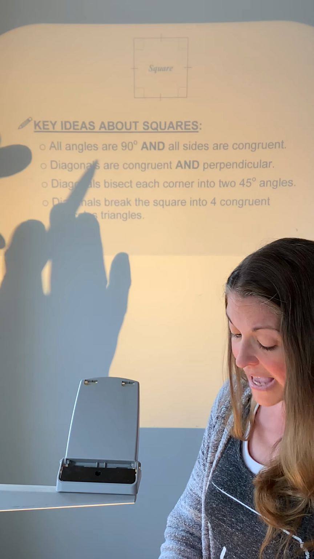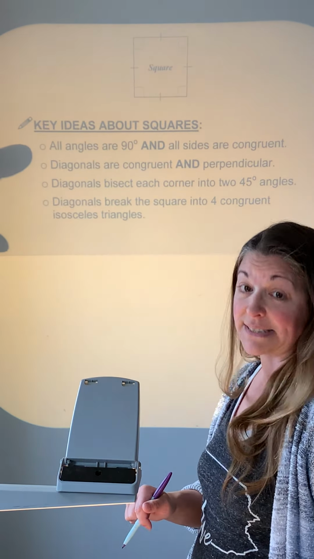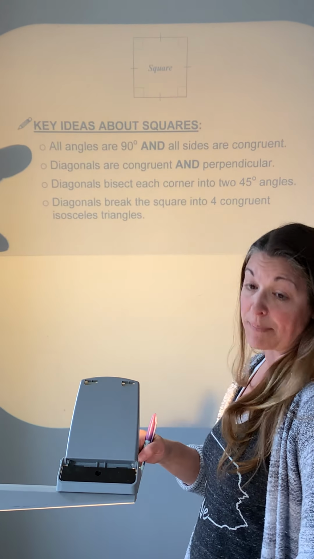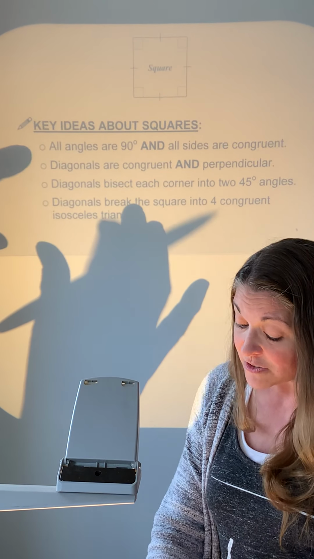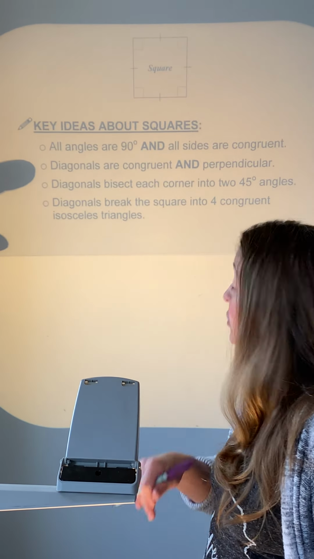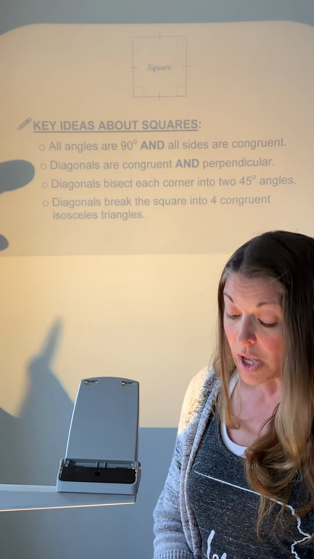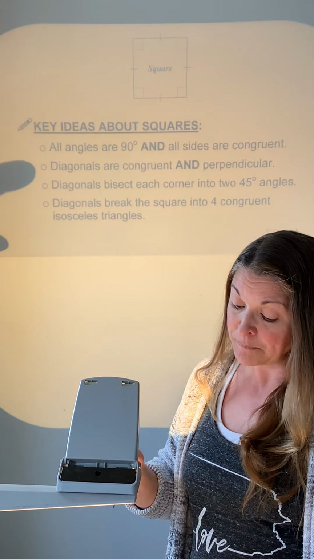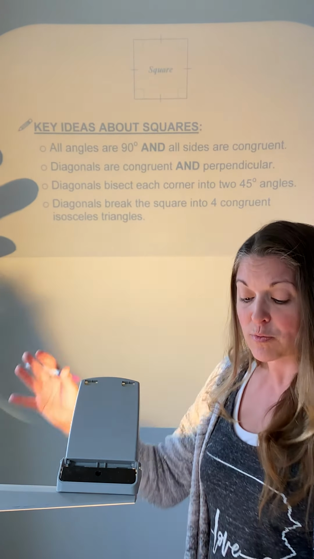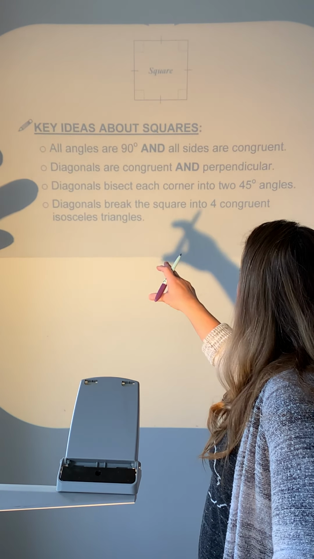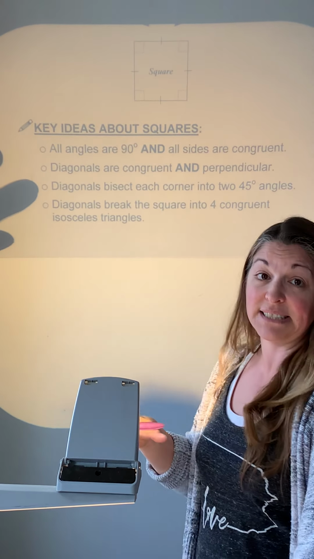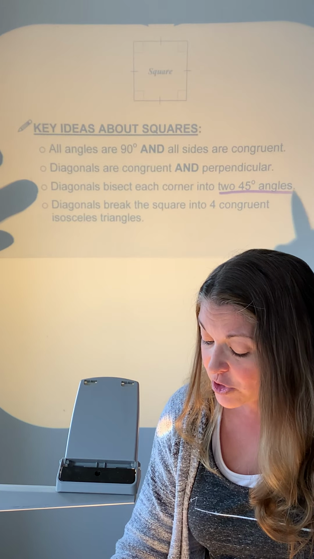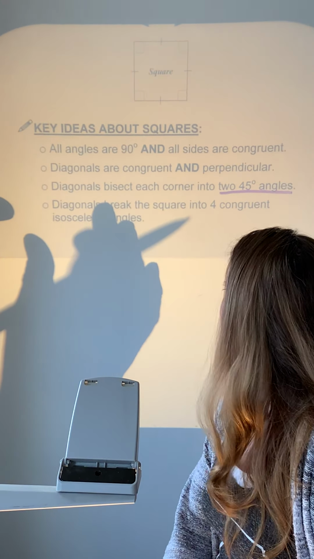First one, all angles are 90 degrees, that's the rectangle. But in addition, all sides are congruent, that's the rhombus. As far as the diagonals are concerned, diagonals are congruent, like the rectangle, but they're also going to be perpendicular, like the rhombus. Also blending the rectangle and rhombus together, you'll see that the diagonals bisect each corner, but in addition, we know that it's going to bisect and create 2 45-degree angles.